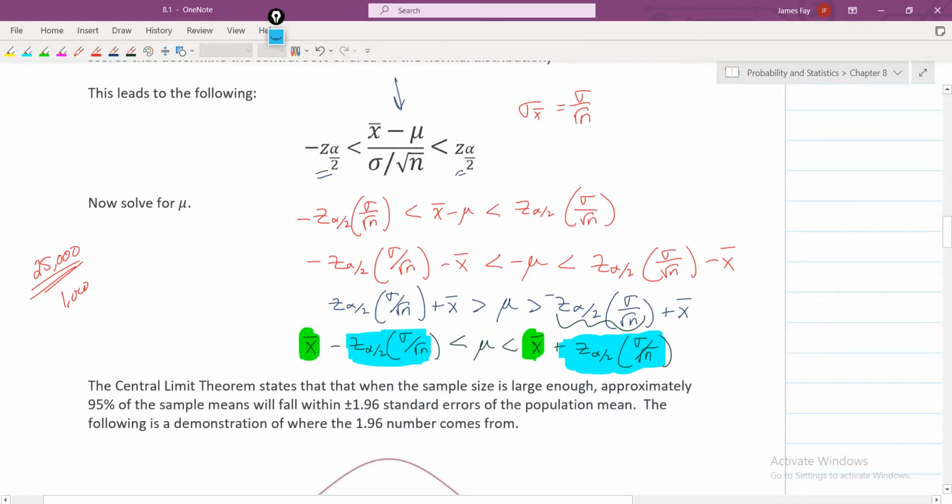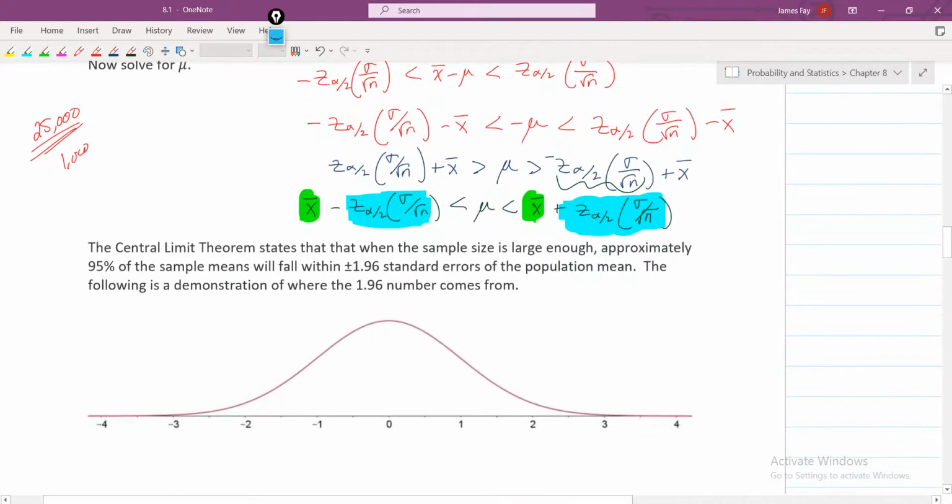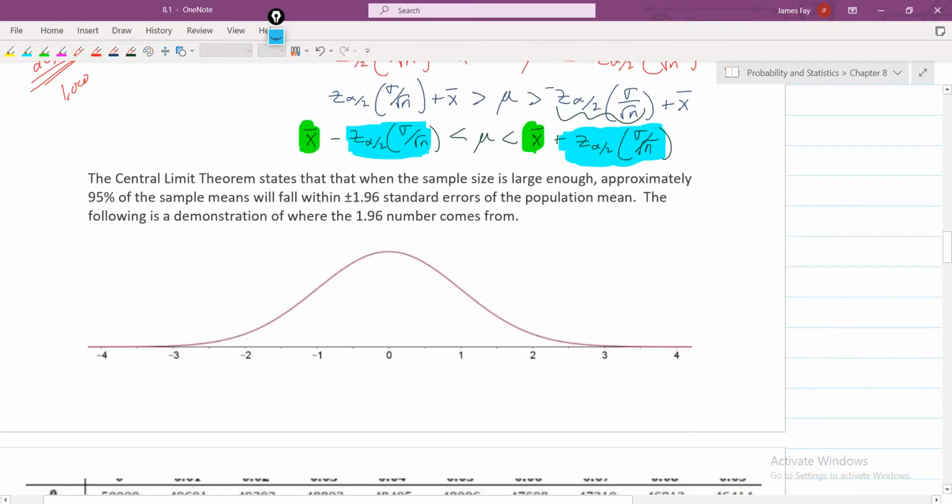So the central limit theorem states that when sample size is large enough, approximately 95% of the sample means fall within 1.96 standard errors of the population mean, or 1.96 standard deviations of the population mean. So the following is a demonstration of where the 1.96 number comes from.